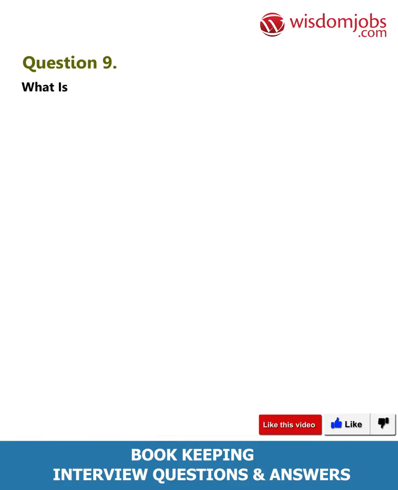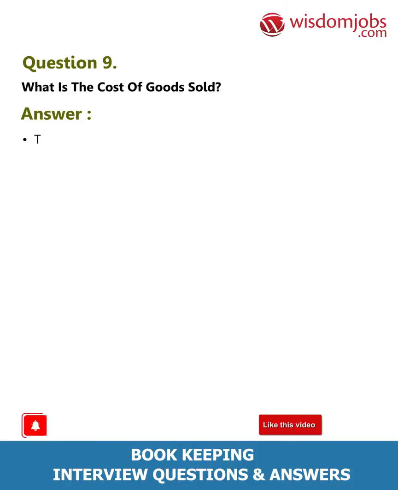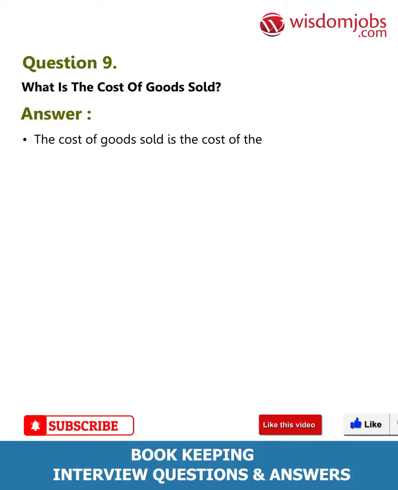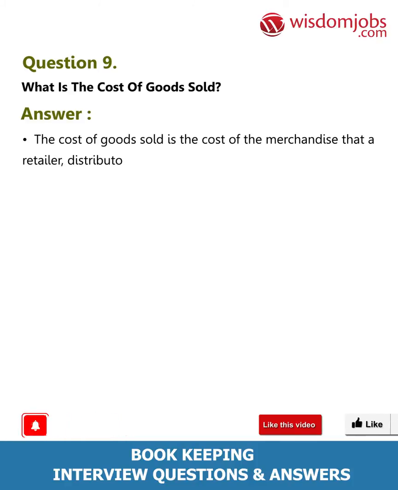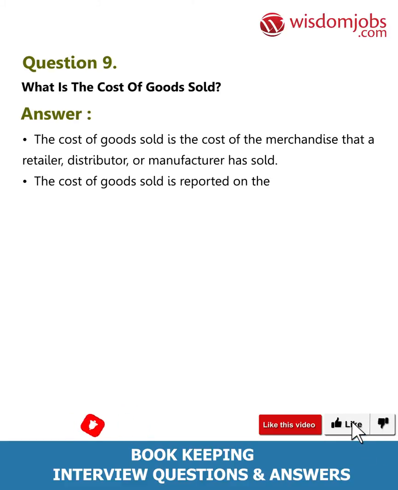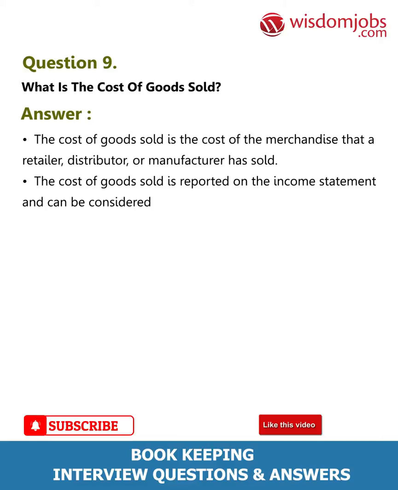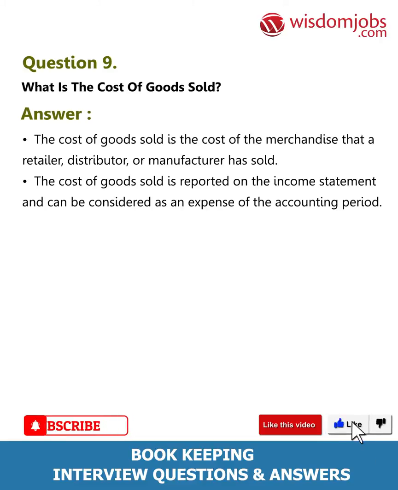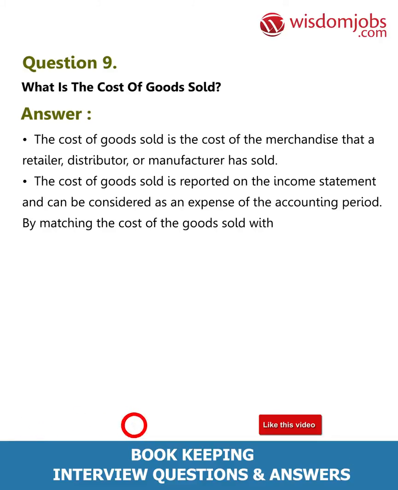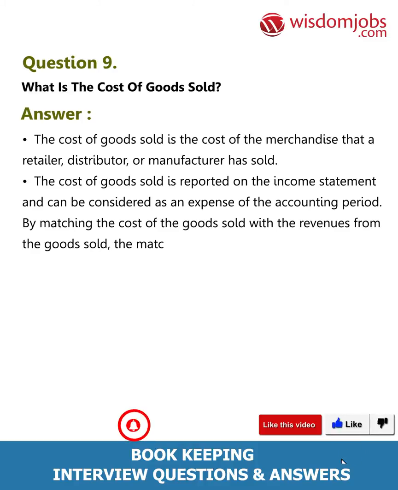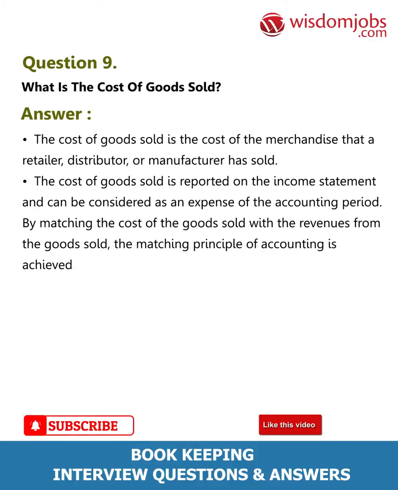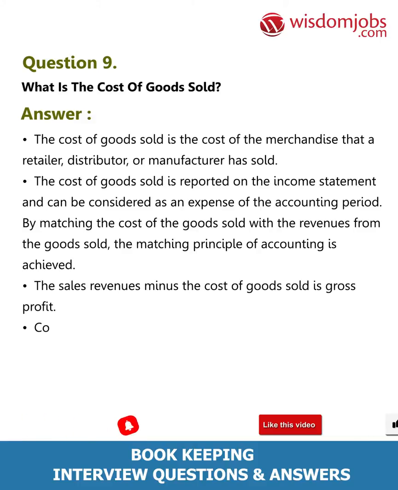Question 9. What is the cost of goods sold? Answer. The cost of goods sold is the cost of the merchandise that a retailer, distributor, or manufacturer has sold. The cost of goods sold is reported on the income statement and can be considered as an expense of the accounting period. By matching the cost of the goods sold with the revenues from the goods sold, the matching principle of accounting is achieved. The sales revenues minus the cost of goods sold is gross profit. Cost of goods sold is calculated in one of two ways.